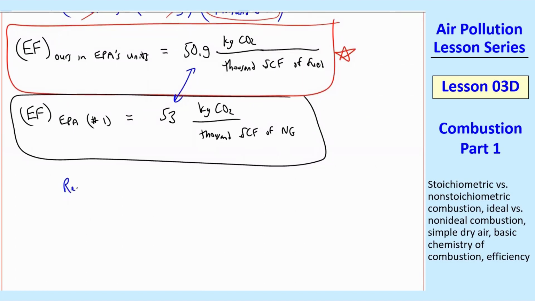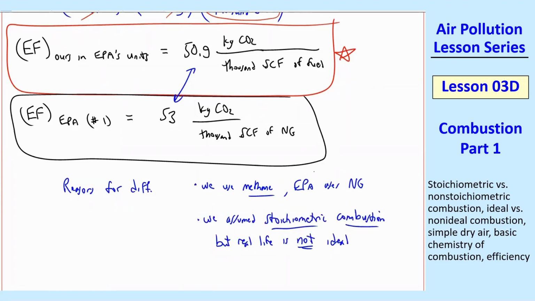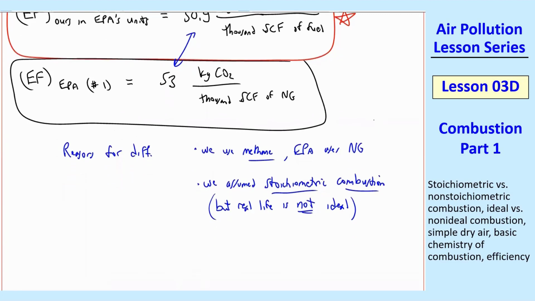And so let me just list some reasons for the difference or the discrepancy. Number one is that we used methane and EPA uses natural gas. Natural gas is typically 90-95% methane, but that will make some difference with the other stuff that's in there. We also assumed stoichiometric or ideal combustion, but we all know that real life is not ideal. You can say that about pretty much anything in life. And it's especially true here that the EPA is getting their EF from actual physical measurements, and we're just doing it theoretically. But nevertheless, we have very good agreement, so we're pretty happy with that.